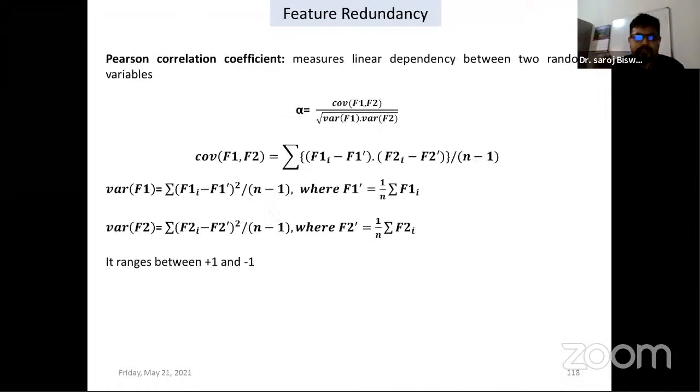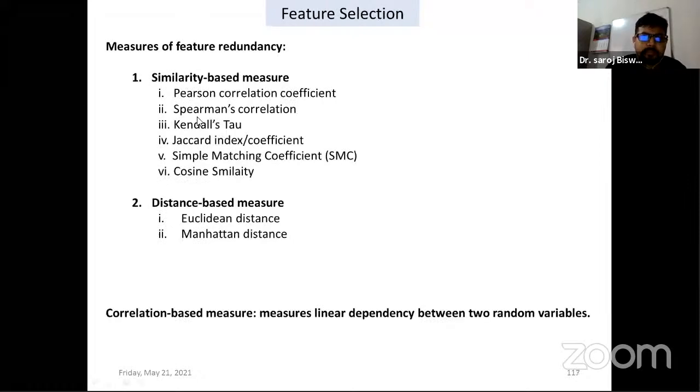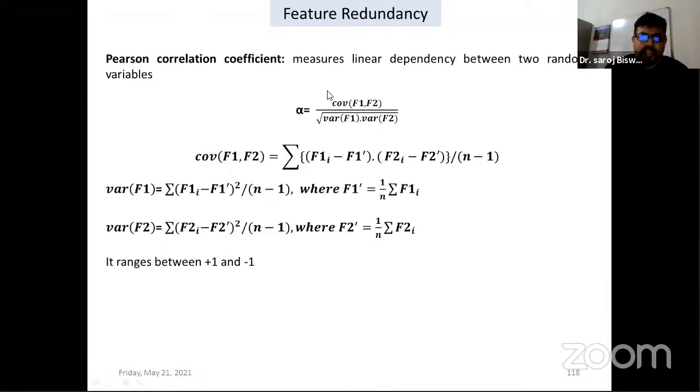So now we're coming to one of them. The first one is called the Pearson correlation coefficient. What is that actually? It finds the linear dependency between two vectors or two variables. If linear dependency is high, then we can say they are similar. That linear dependency is calculated by a coefficient, alpha.